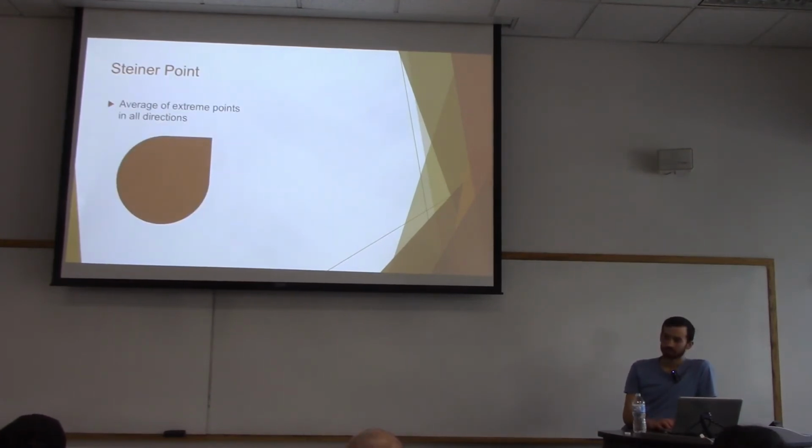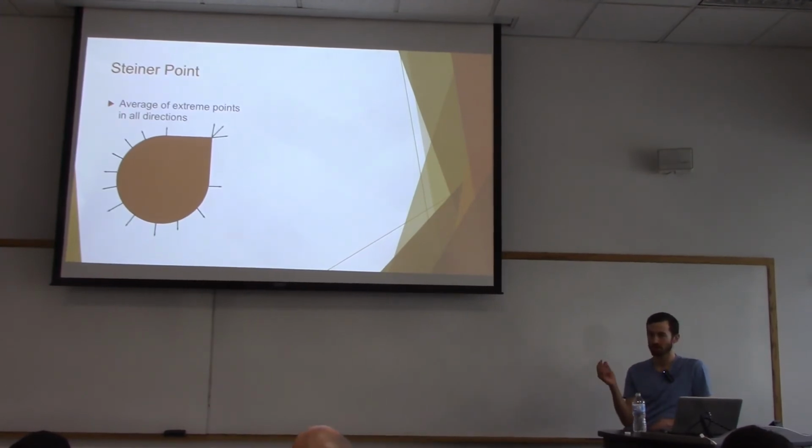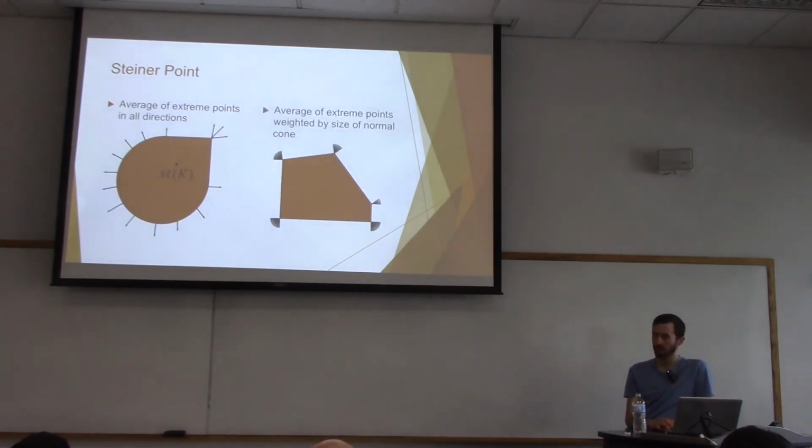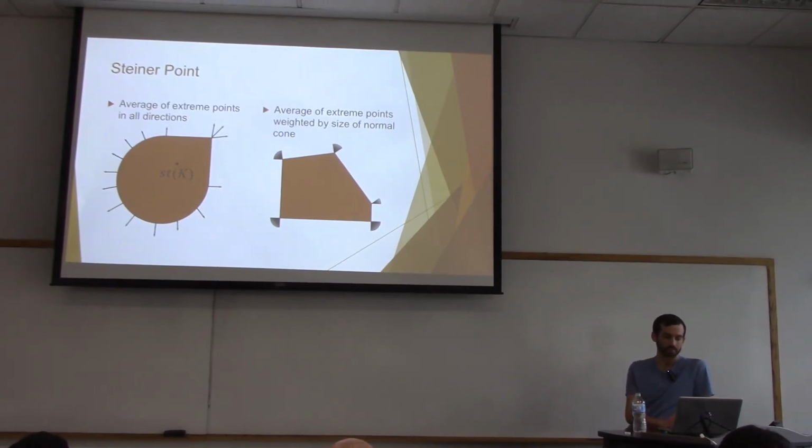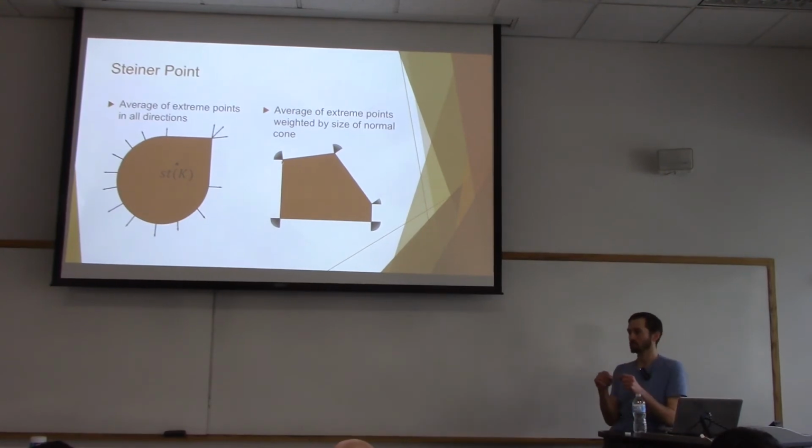Yeah, okay. So what is the Steiner point? What I do is I take a random direction, and then I find the extreme point of the convex set in that direction. I just keep doing this, and I average over all possible directions of whatever that extreme point was. That gives me some point inside the body. Another way to think about it is if you have a polyhedron, then you can take the normal cone at each of the extreme points and use the size of the normal cone as the weight for a convex combination of the extreme points, and that gives you the Steiner point.